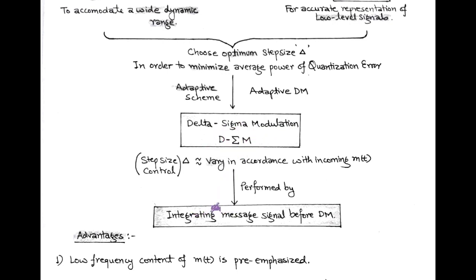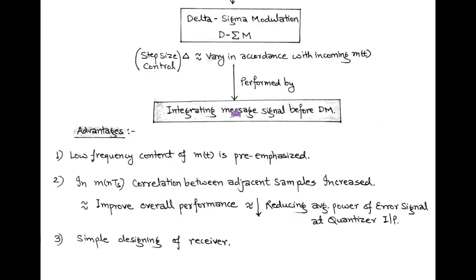There are advantages of using an integrator in delta sigma modulation technique. First, the low frequency components of modulating signal m(t) are pre-emphasized, which means increasing the amplitude of low frequency components. Second, in the sampled signal m(nTs), correlation between adjacent samples increases, and this will increase the overall performance by decreasing the average power of error signal at the quantizer input. And using the integrator, the receiver design becomes simple.